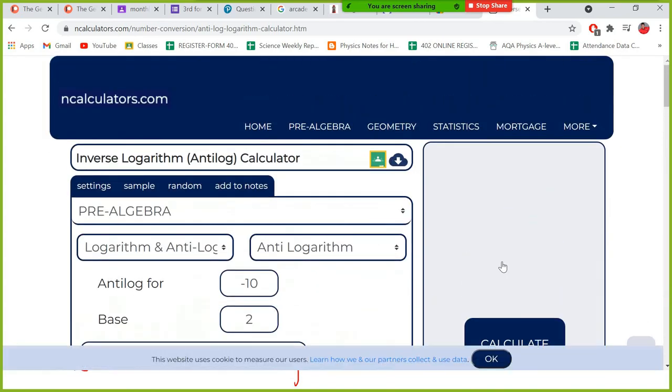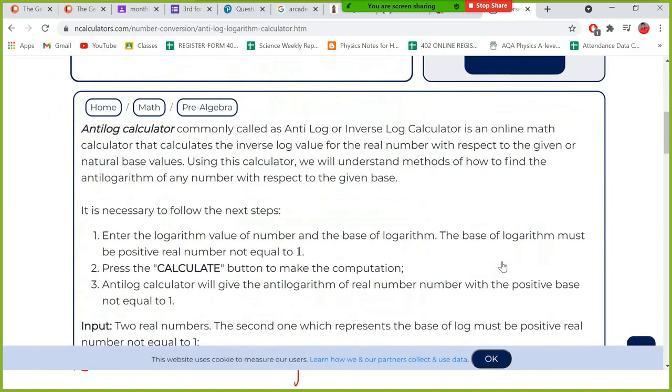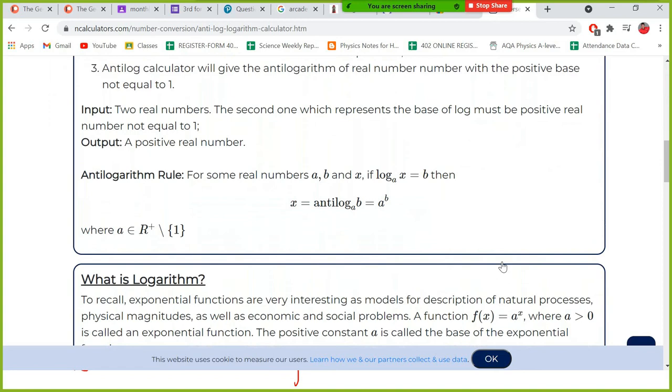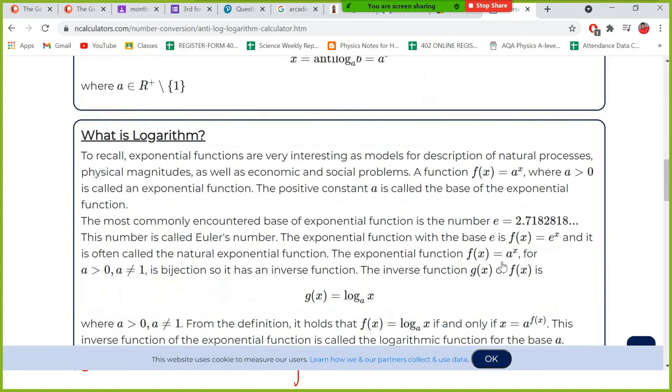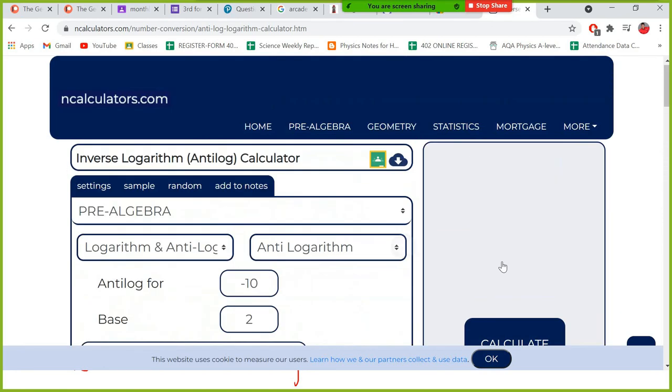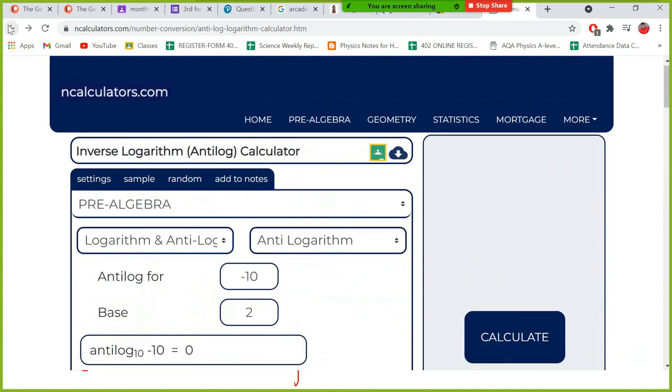Sir, I'm still getting the same answer. What are you saying? What's the answer you're getting? Tell me. The anti-log for negative 10? Yes. Sir, it's still 1 to the negative... To the negative what? I didn't hear you. Ten, sir. Negative 10. Okay, okay. All right. I'm trying to see here if that's the answer. I think my calculator is not working so well.